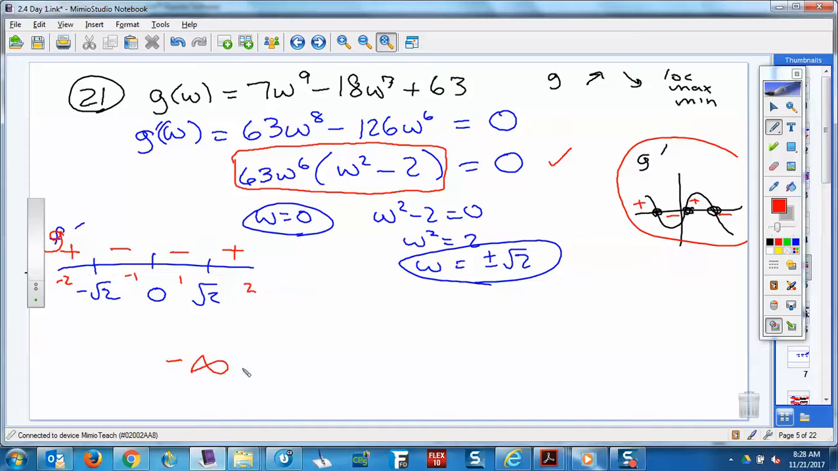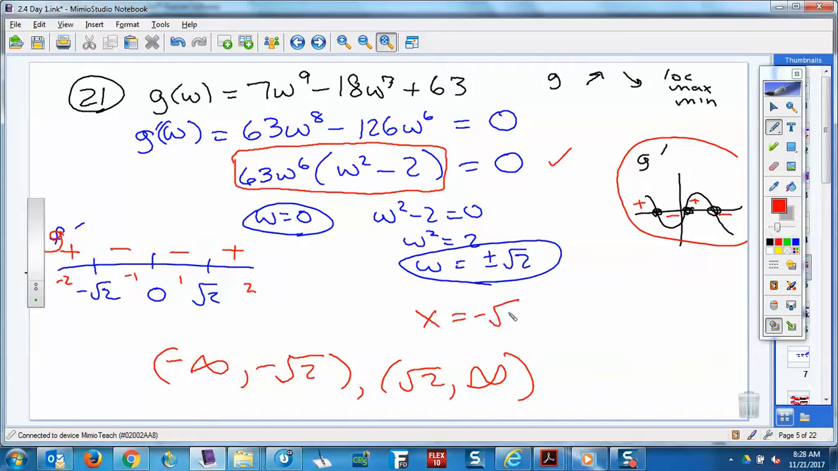Anyway, so we can answer the question, where's G increasing? Well, it'd be from negative infinity to negative root 2. And then it would be increasing from root 2 to infinity. It's decreasing from negative root 2 to root 2. We have a local max right there. We have a local min.